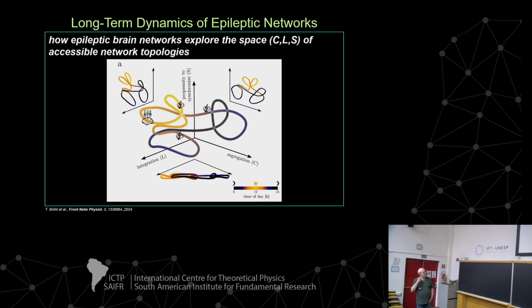This is a scheme that we proposed just recently in some abstract space, namely a space that is spanned by the path lengths, by the clustering coefficient, and the synchronizability, particularly now for networks of seizure dynamics. And this is how these networks move in that space. So it's some kind of a fluctuation between integration, segregation, and variations in the propensity for synchronization.